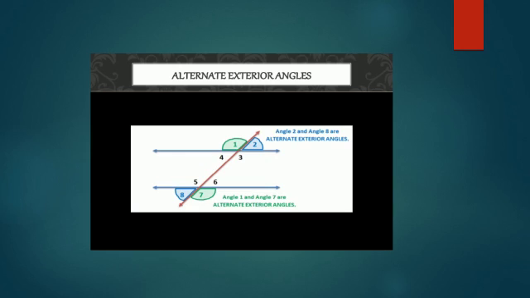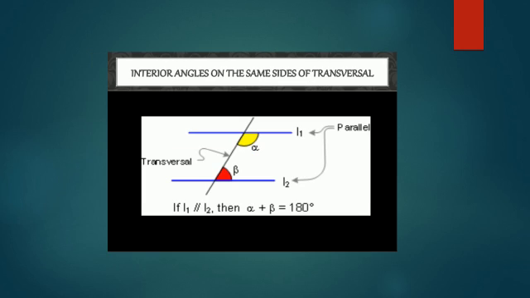Alternate exterior angles. Parallel lines and one transversal line is there. In this, we are going to find out the alternate exterior angles. Angle 1 and angle 7 are alternate exterior angles and angle 2 and angle 8 are alternate exterior angles.